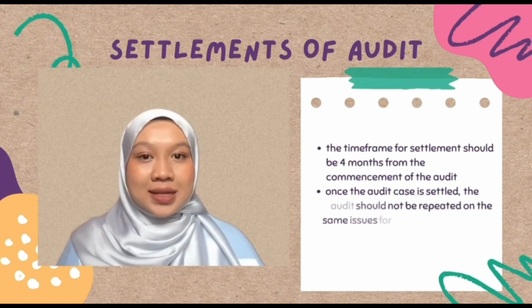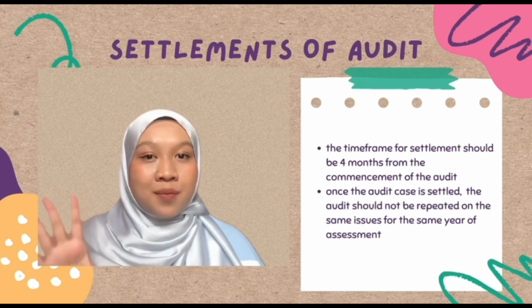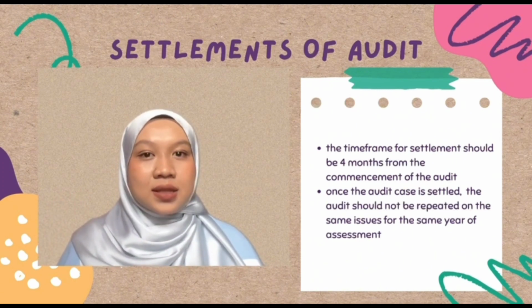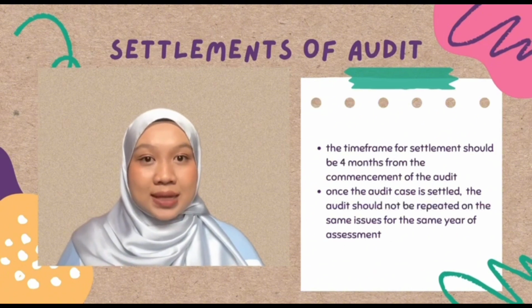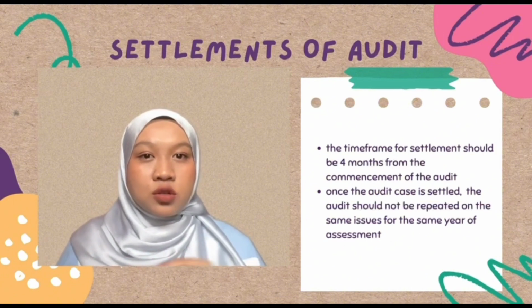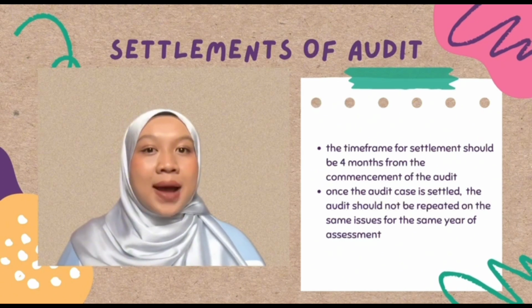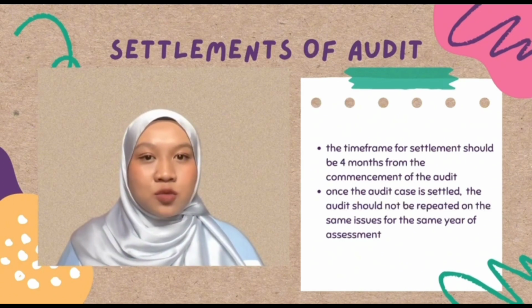The tax audit settlement timeframe is 4 months, with IRBM informing taxpayers if the case takes longer. Once settled, audits should not be repeated on the same issues for the same year, but can be repeated if new issues arise.